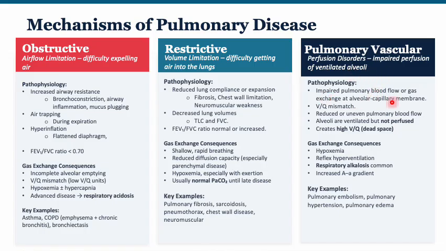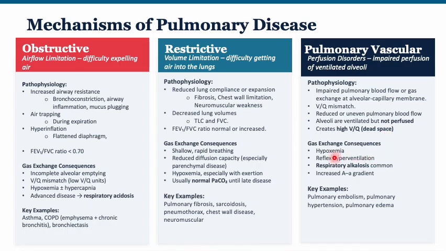So there's impaired pulmonary blood flow or gas exchange at the alveolar capillary membrane. Therefore, it's going to lead to a VQ mismatch. It can lead to a high VQ mismatch. This is usually due to reduced or uneven blood flow. So the alveoli are ventilated, but they're not perfused. If it creates a high VQ mismatch, this may lead to something called dead space.